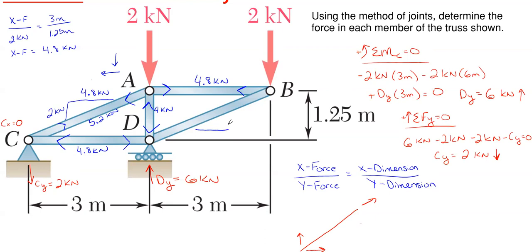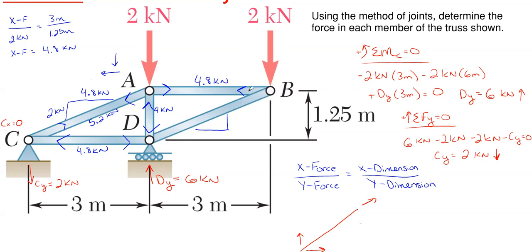So what I'm going to do is go over here to joint B and look at that, once again only isolating out joint B and only concerning ourselves with what is being applied to joint B. So I have a vertical and a horizontal because it is a diagonal. Anytime you have a diagonal, you automatically have a vertical and horizontal force.